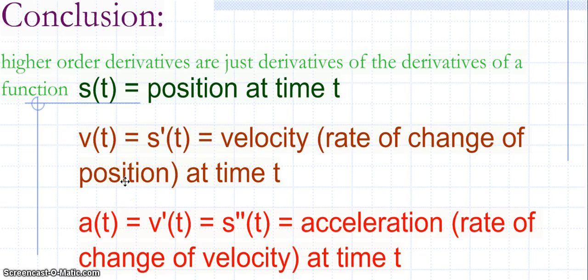Alright, so higher order derivatives are just derivatives of derivatives. The only application that we've seen so far to this, but it is an important application, is understanding that the first derivative of position is velocity, the second derivative of position is acceleration. So in the context of position, velocity, and acceleration, we know that the second derivative of position is acceleration.